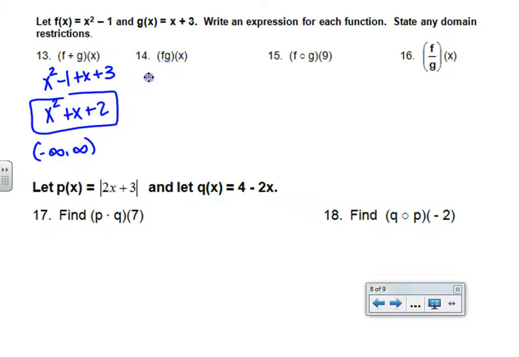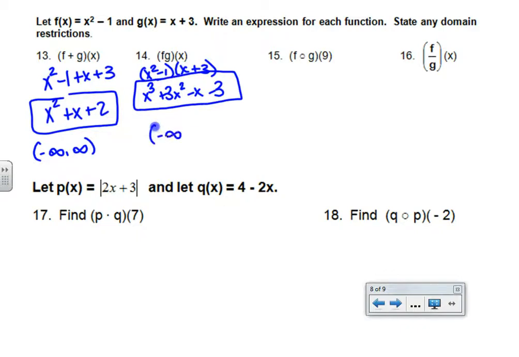14 is f times g, so we are going to have a bit of a FOIL problem we have to work out here, because it's a binomial times a binomial. So we have x to the third plus 3x squared minus x, and then a minus 3. The good news about that FOIL problem is there's no more simplifying I can do. And because it's a cubic polynomial, its domain is all reals again, because there are no restrictions.